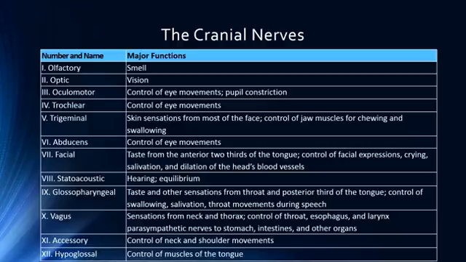So this can be involved in things like vomiting, motion sickness, and things like fainting. Oftentimes people have what's called the vagus response, and then blood pressure will drop very quickly and they faint. The accessory nerve controls neck and shoulder movements, and the hypoglossal controls the muscles of the tongue.